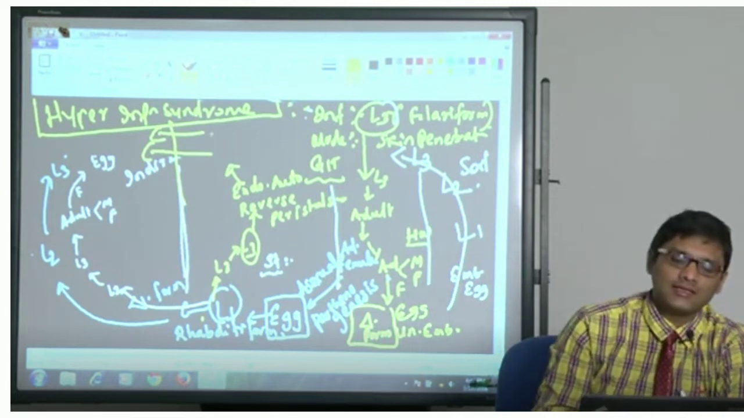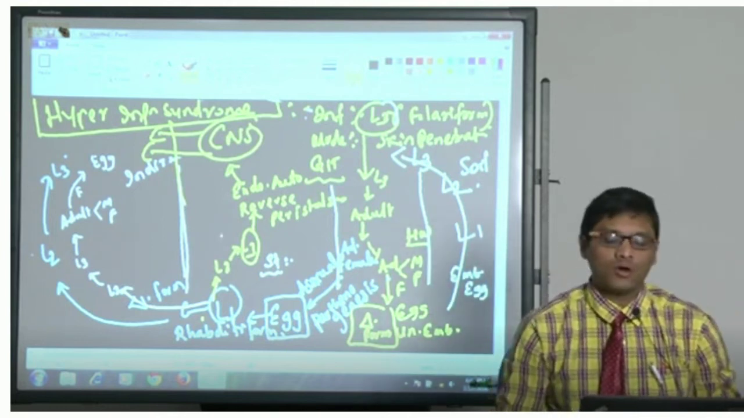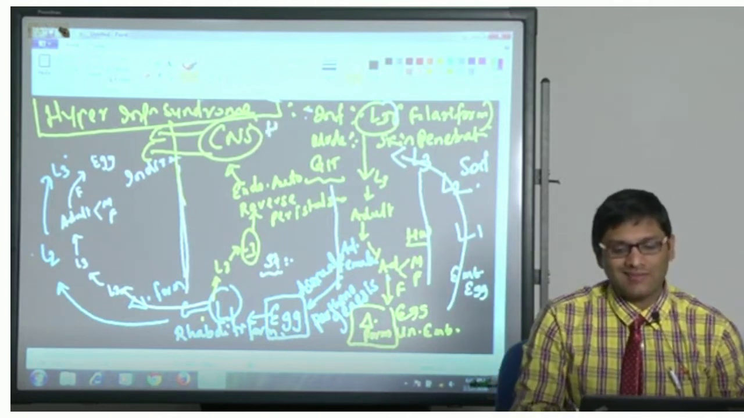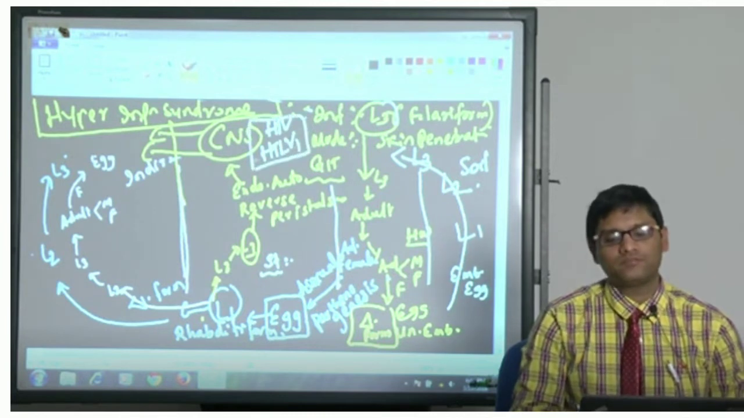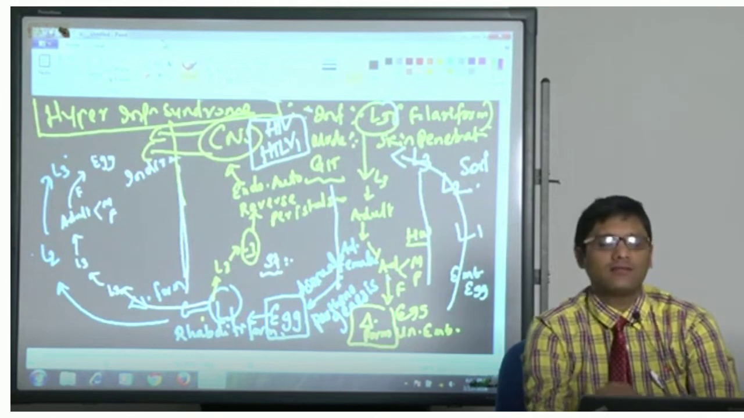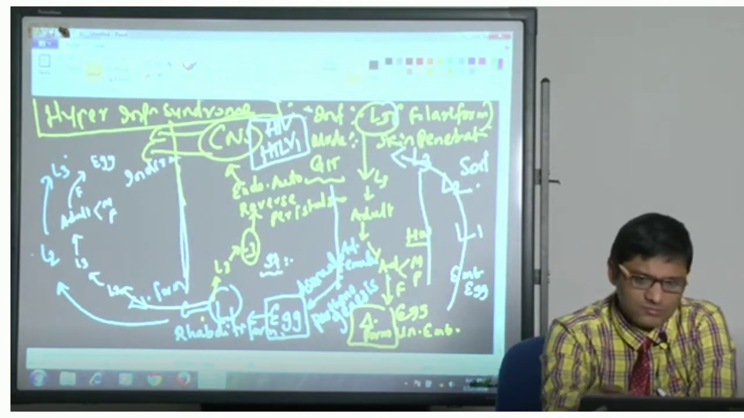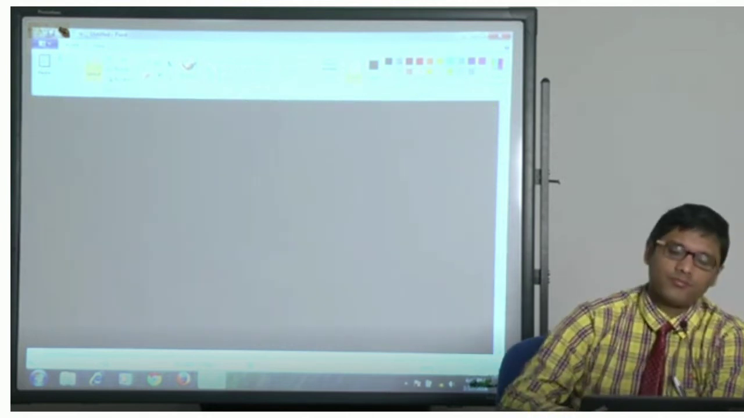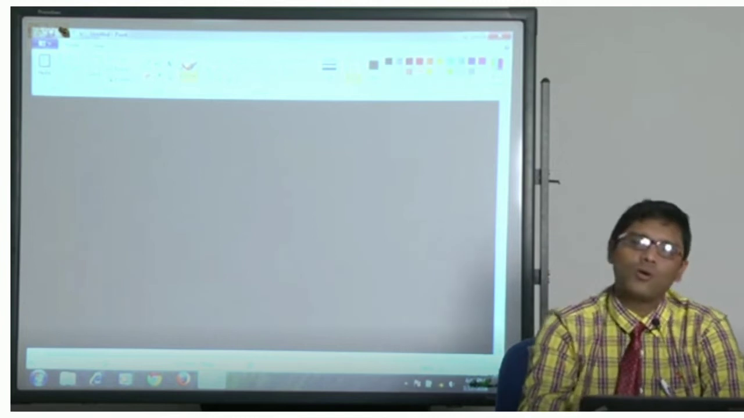Mainly the CNS is affected. And this particular syndrome is common in HIV and HTLV1 infected people. Hyperinfection syndrome is common in HIV and HTLV1 infected people. So this is all about the life cycle of strongyloidiasis and hookworm.